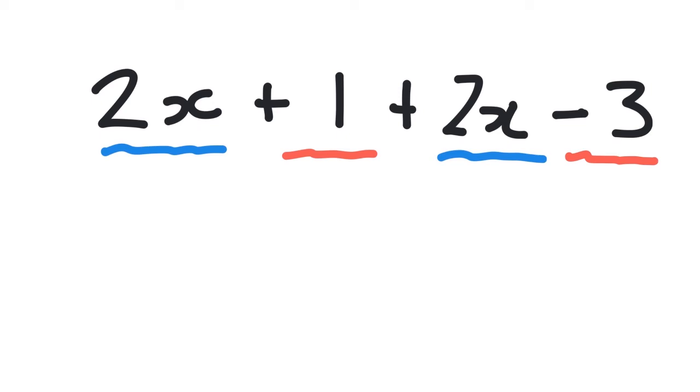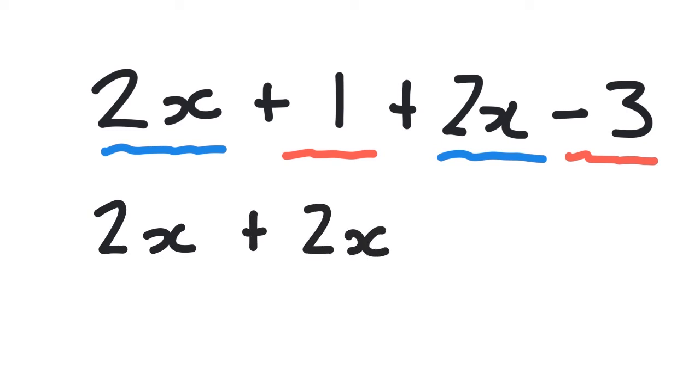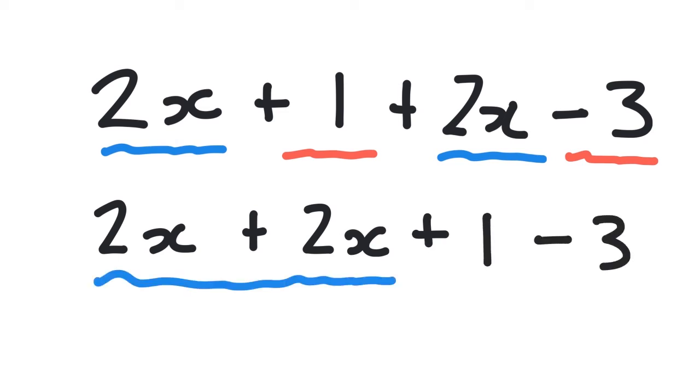And the first thing I have to do is rewrite these so all the like terms are together. So all my x's are going to come to the front and my constants are going to be in the back. So I'm just going to rearrange the different terms. So my 2x plus 2x goes to the front. And I can see my x's are at the front and my constants are in the back. Now we've done the first step, rearranging them, and now we just have to combine like terms.